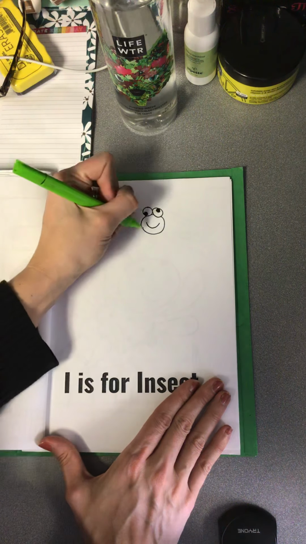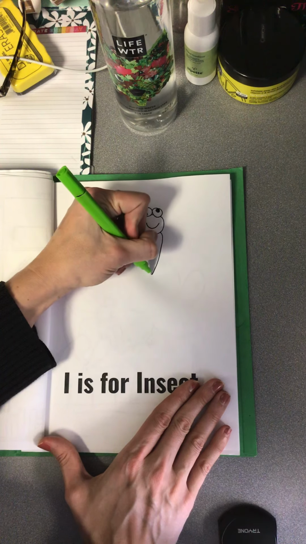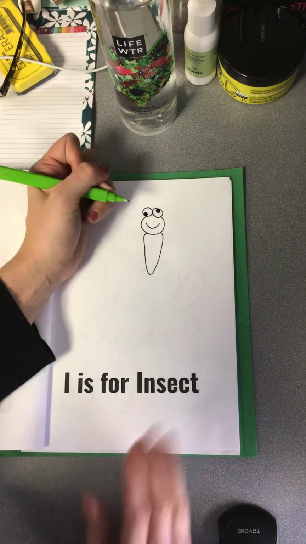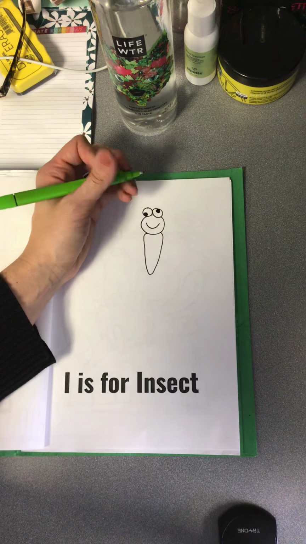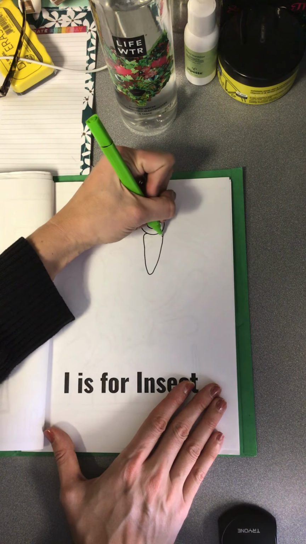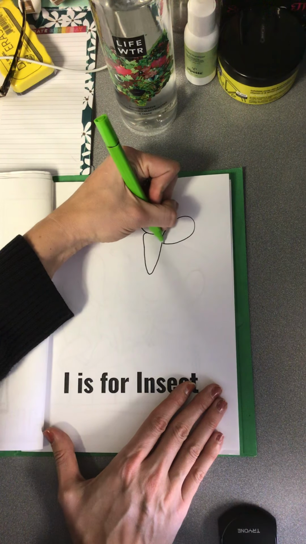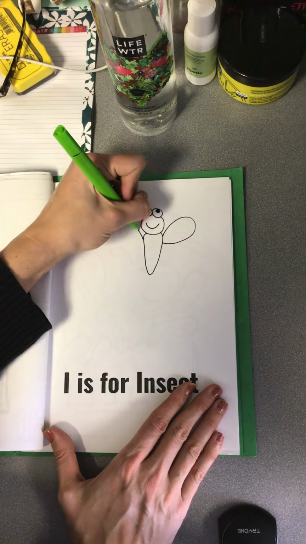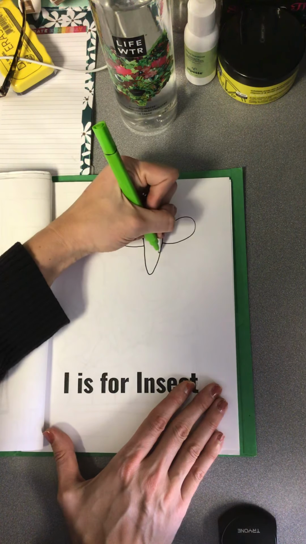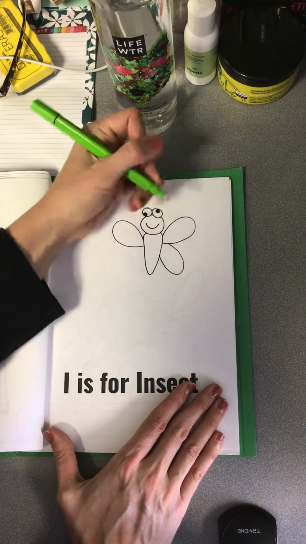There we go. Then my bug needs a body. So I'm going to draw a carrot shape. So kind of like a triangle. There we go. Then I think my bug needs some wings. So I'm going to give him some wings by drawing 2 big loops. They're kind of like ovals on each side. Kind of looks like a butterfly. Maybe it's a butterfly.